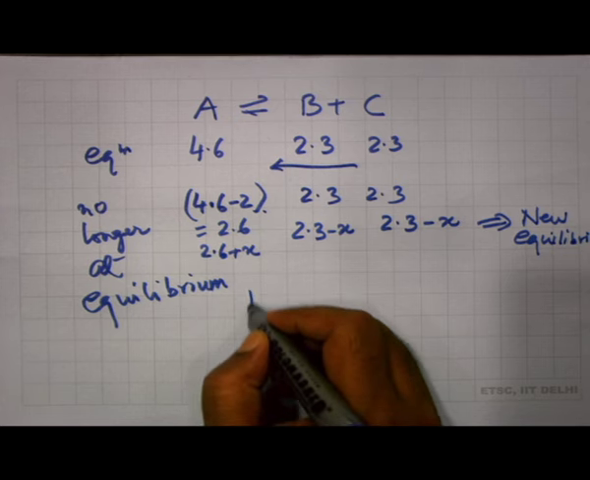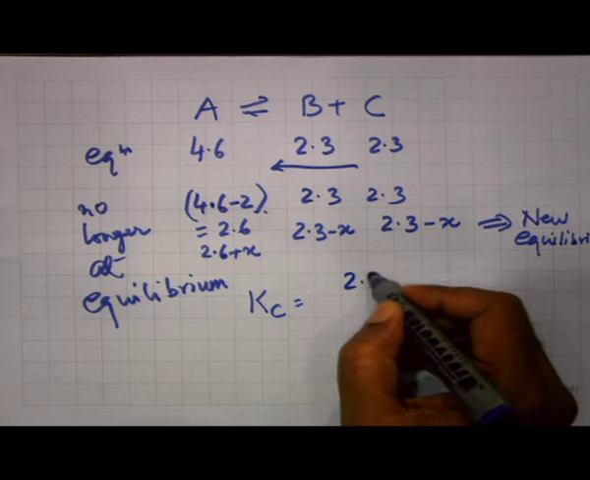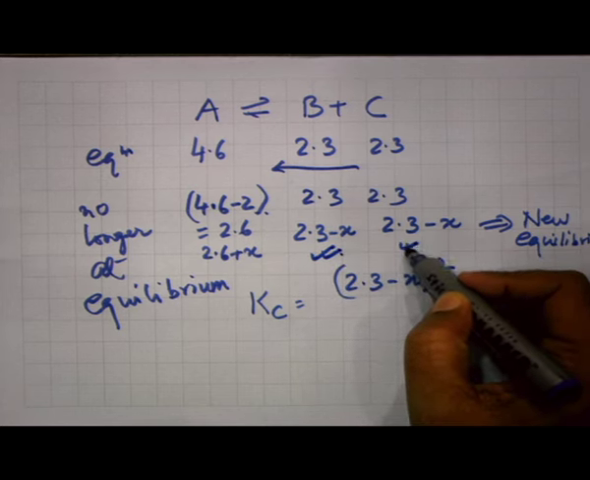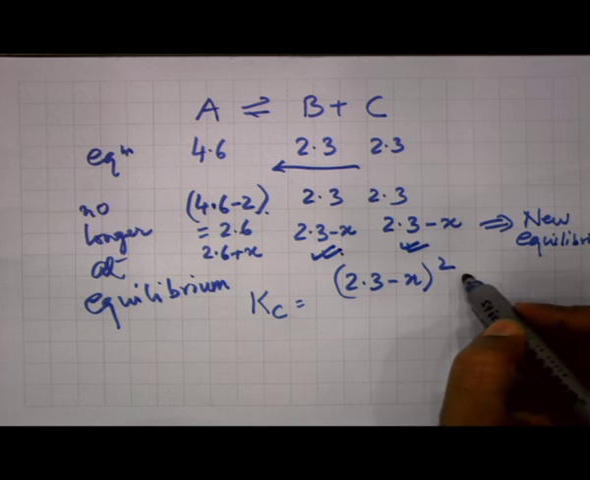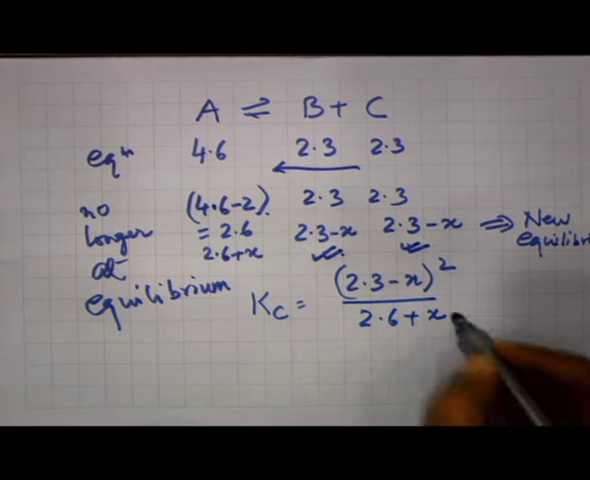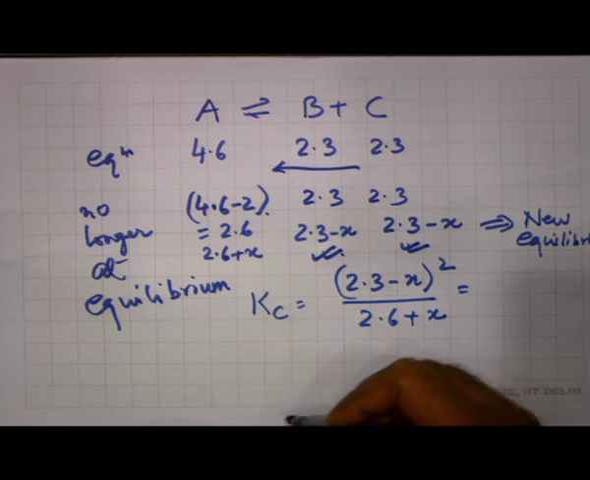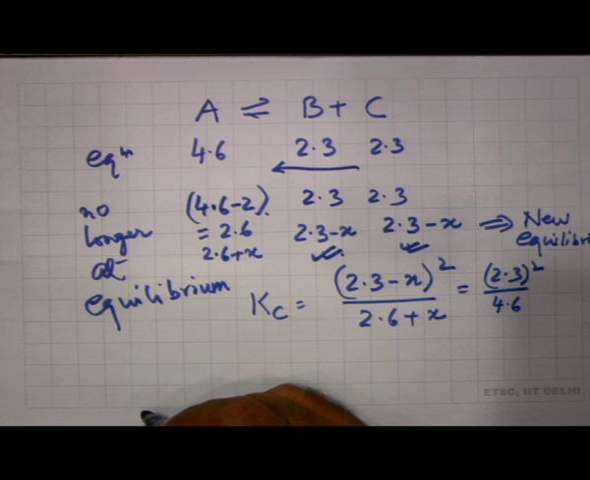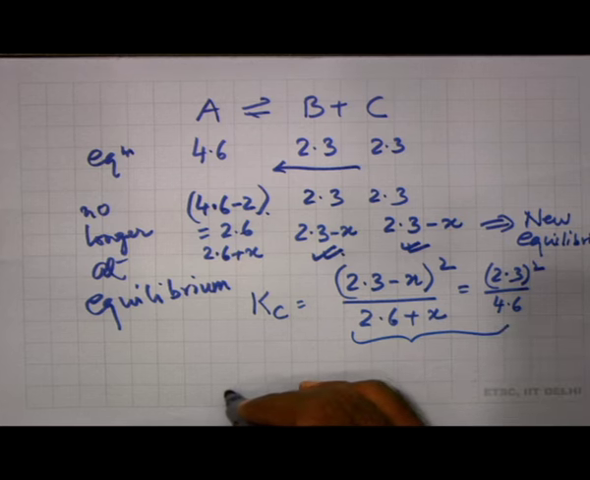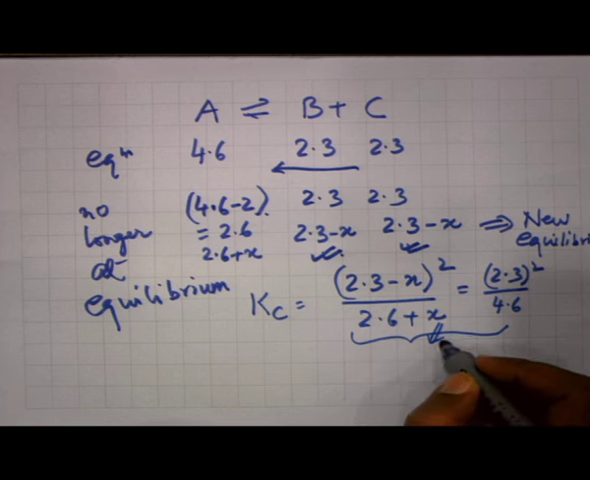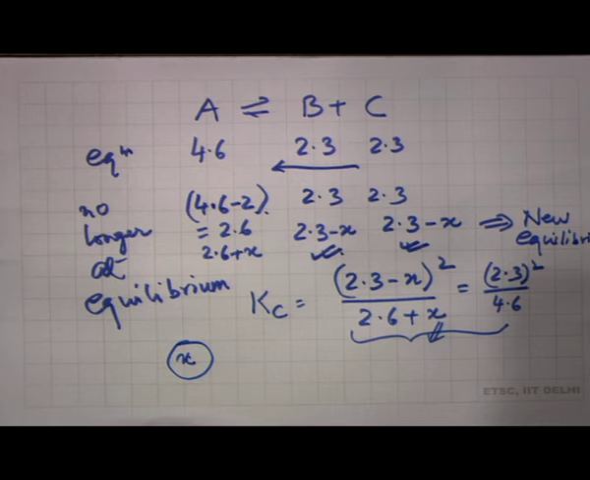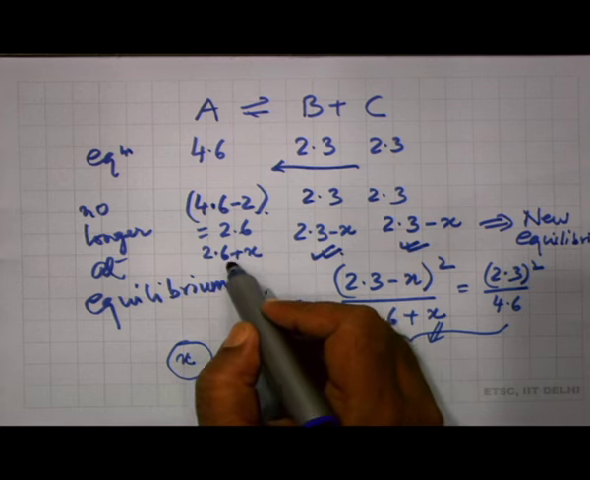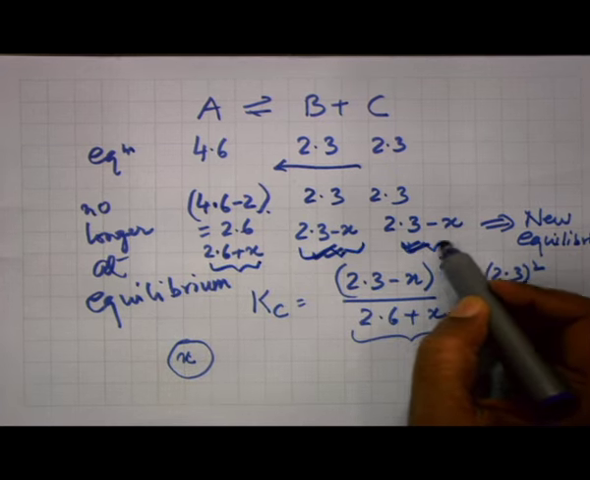Okay. So, in this case Kc is equal to (2.3 minus x) squared, because you are multiplying the concentration of B with the concentration of C, so (2.3 minus x) squared, divided by (2.6 plus x), and this you have already calculated, that was 2.3 squared divided by 4.6. Now, you see you have an equation with only one unknown, so you will be able to calculate x. Then you can just put it here and now you know the equilibrium concentrations of A, B, C.